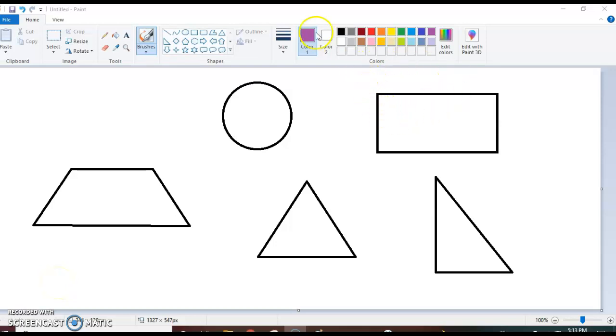Sorry for the background noise in advance, but I wanted to make sure you had at least one video that you could use to help you define the area of two-dimensional shapes.